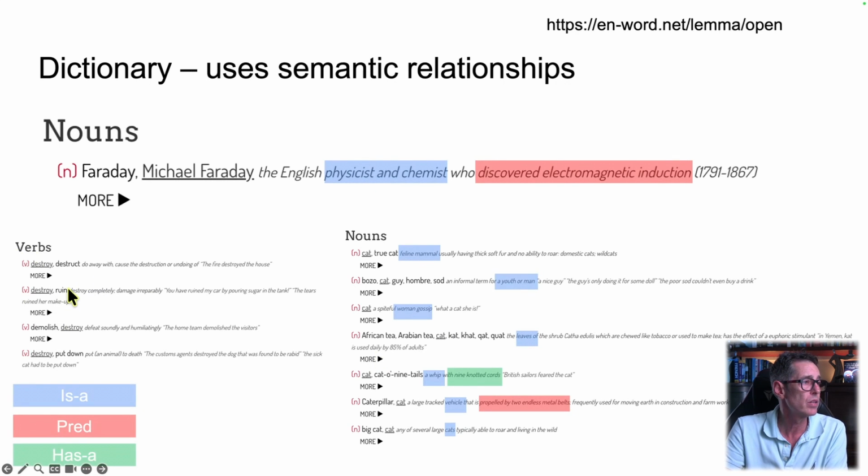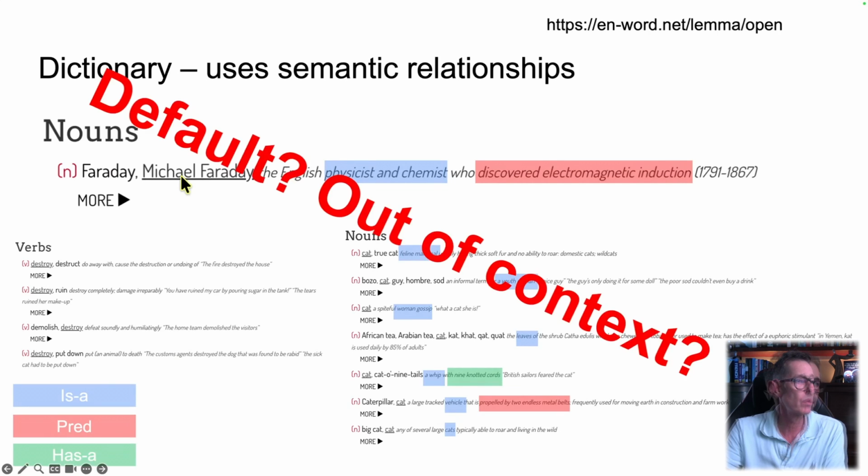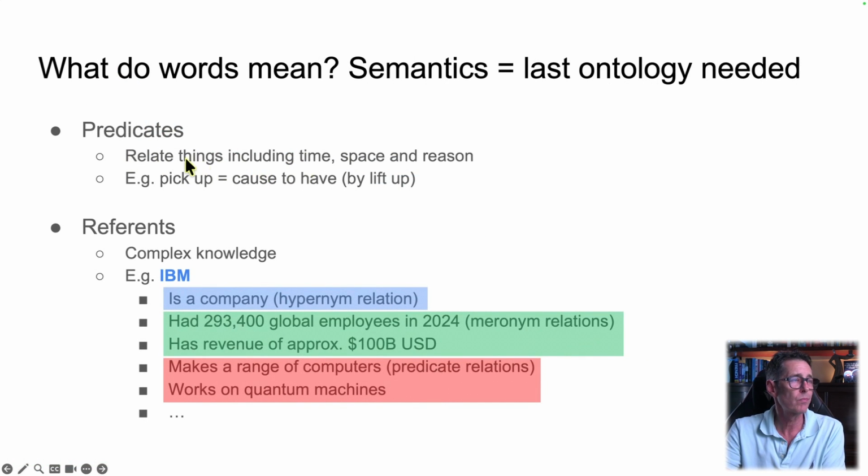But here with verbs, you can see their definitions are a little bit different. Destroy means cause the destruction of, undoing of, or it can mean ruin, damage irreparably, and so forth. So this one's more about if you cause the destruction of something, you're describing its arguments, and the limitations on the arguments of a predicate are critical. So here we see predicates seem relatively simple in terms of their information content. They relate things like time, space, and reason. That's the LSC, layered structure of the clause.